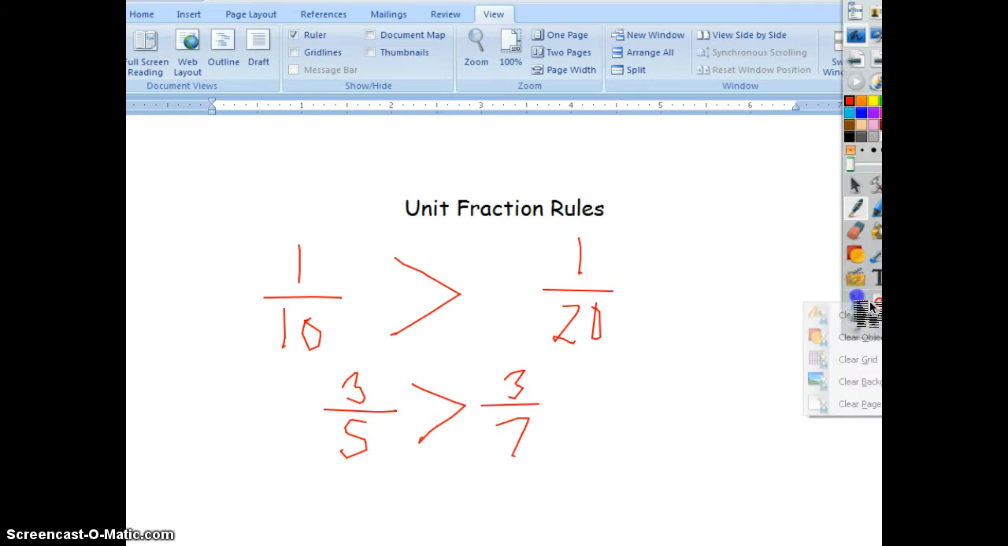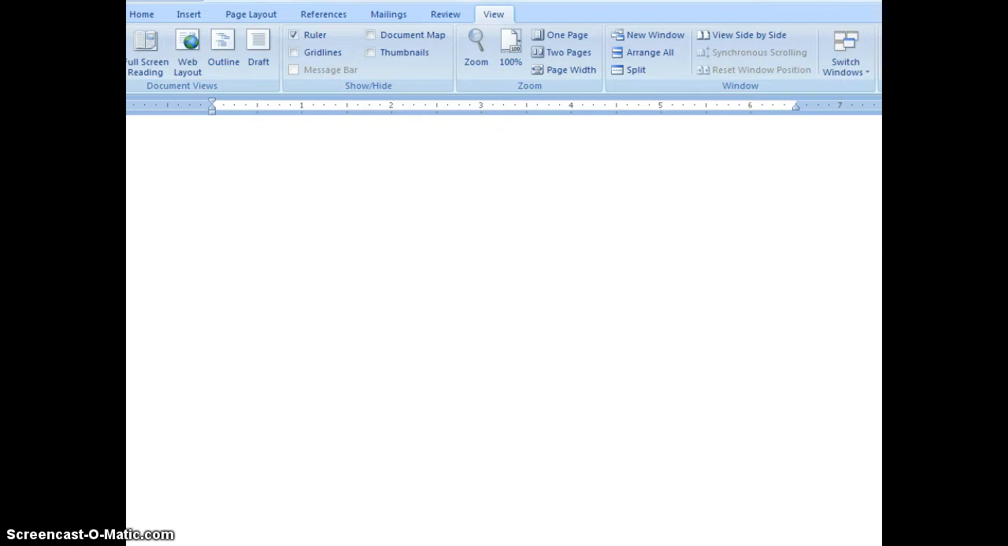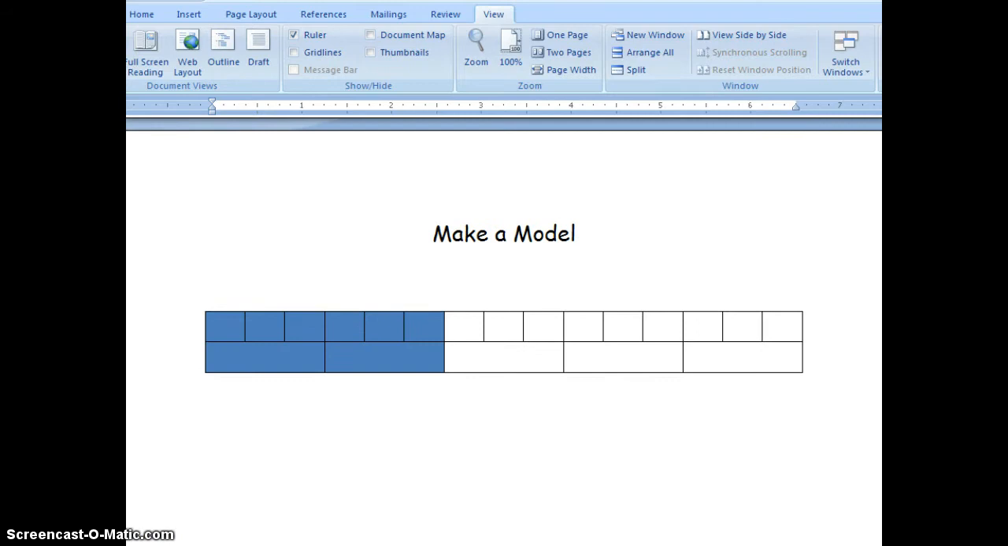All right, there's another way. Let me clear this and scroll on down. Another way could be to make a model. Now here, this model is for a fraction like 6/15, and this fraction would represent 2/5. And because I made a model, it's easy to see that they're equal.